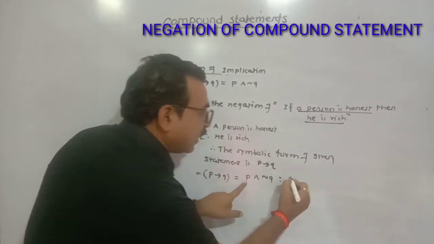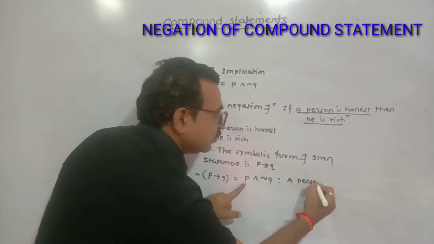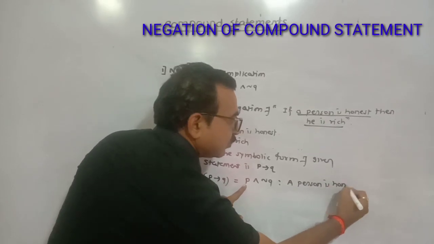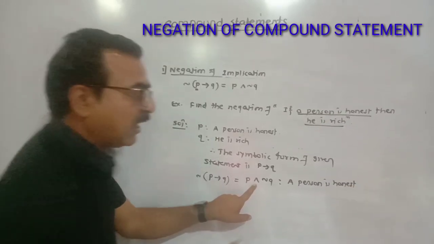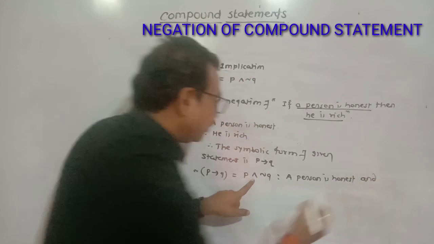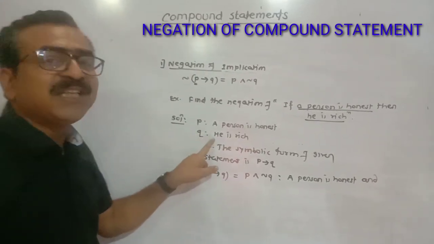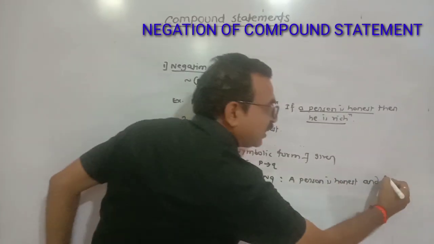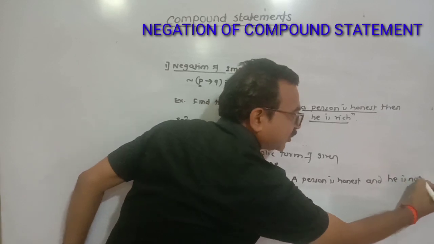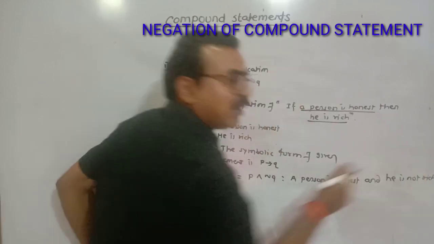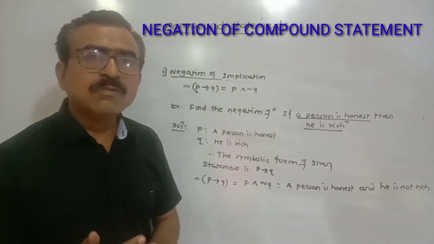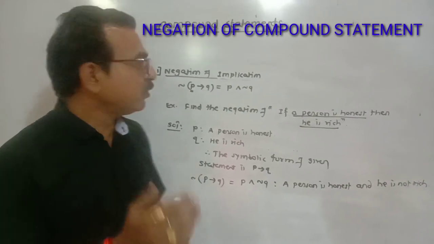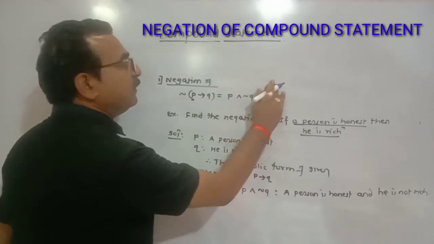P means a person is honest, and negation Q. Q means he is rich, its negation, he is not rich. Understood? Now let us learn about the negation of double implication.